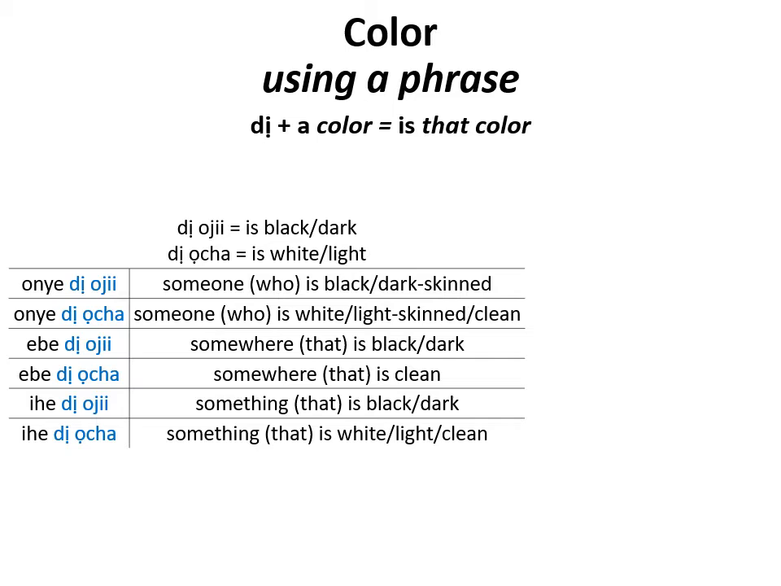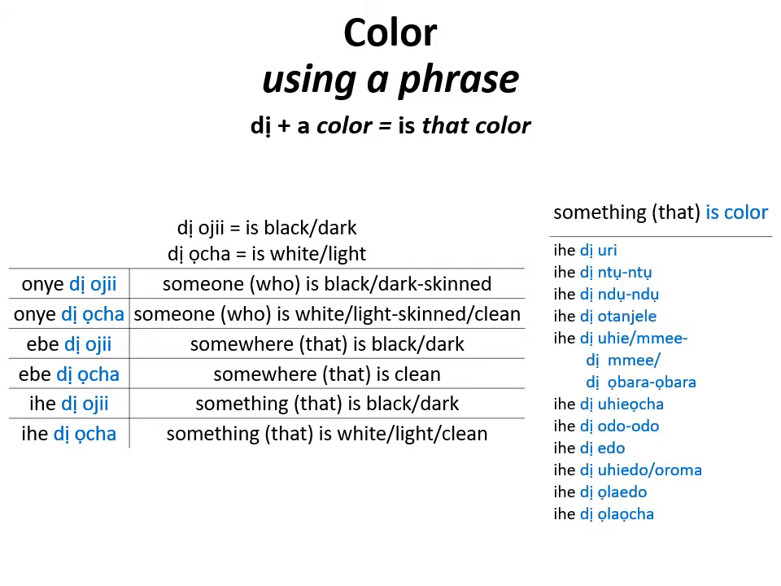Onye de oji, onye de ocha. Ebe de oji, ebe de ocha. Ihe de oji, ihe de ocha. Now for all the other colors, I'm using just ihe to give you examples. So ihe de uri, something that is brown. Ihe de ntuntu, something that is gray. Ihe de ndundu, something that is green. Ihe di otanjele, something that is blue.